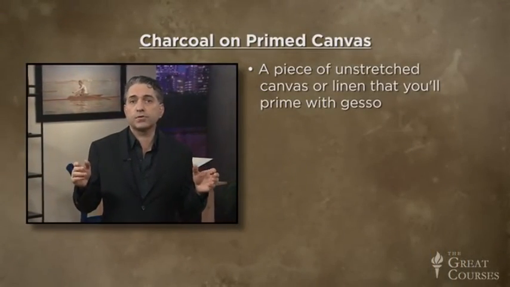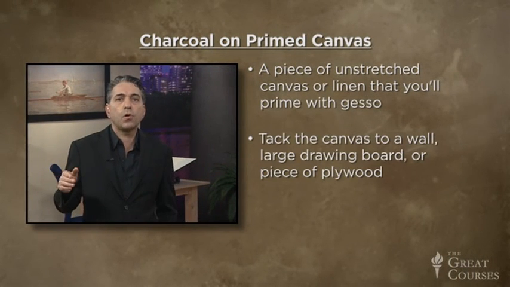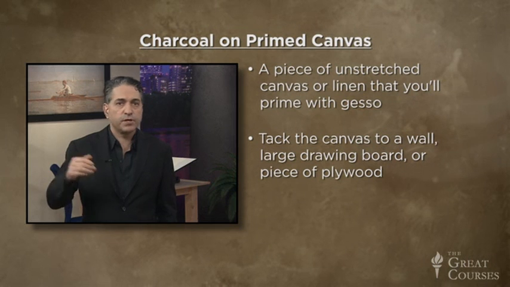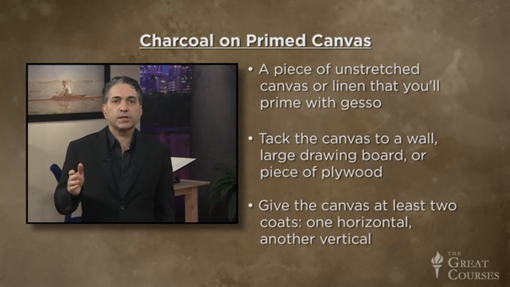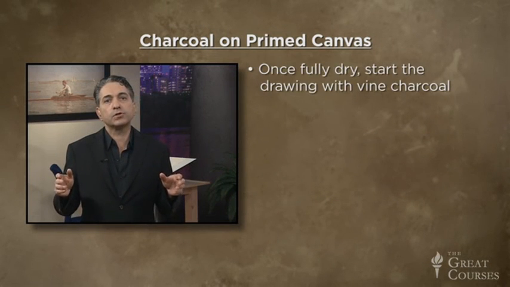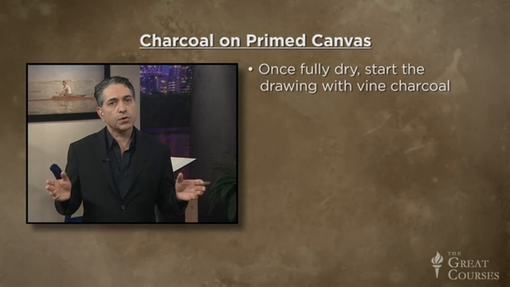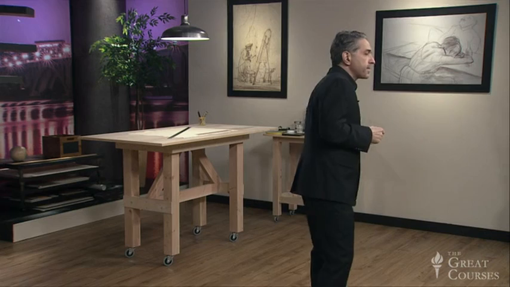To do this project, you'll need a piece of unstretched canvas or linen that you'll prime with gesso. Tack the canvas to a wall, large drawing board, or a piece of plywood. Make sure you tack at regular intervals so the surface will remain flat. Give the canvas at least 2 coats, one horizontal, let it dry, then another vertical. Once fully dry, start the drawing with fine charcoal. As your composition becomes clear, you can use compressed charcoal and charcoal pencil too.